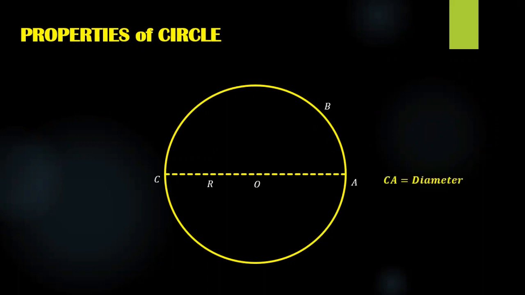CO equals OA equals OB. We call that radius. Once again, CO equals OA equals OB equals radius. Okay, students, now we have two properties of circles, very important for a circle: diameter and radius.